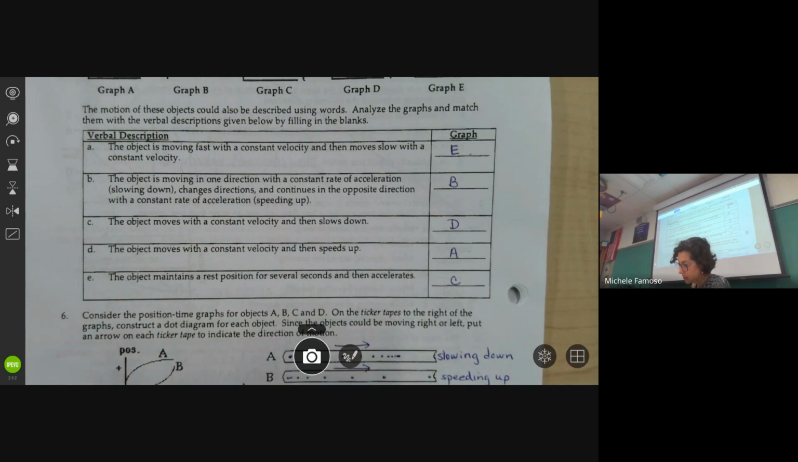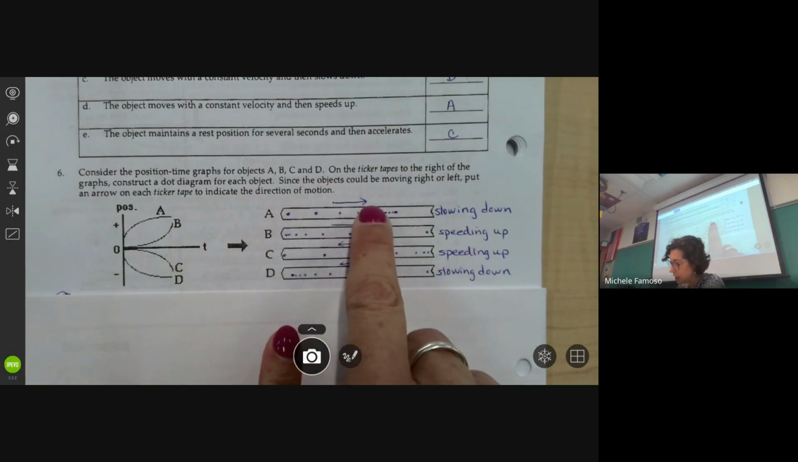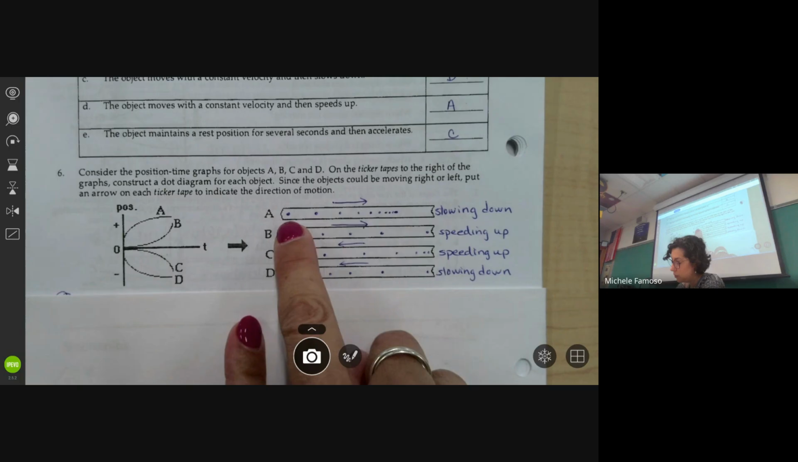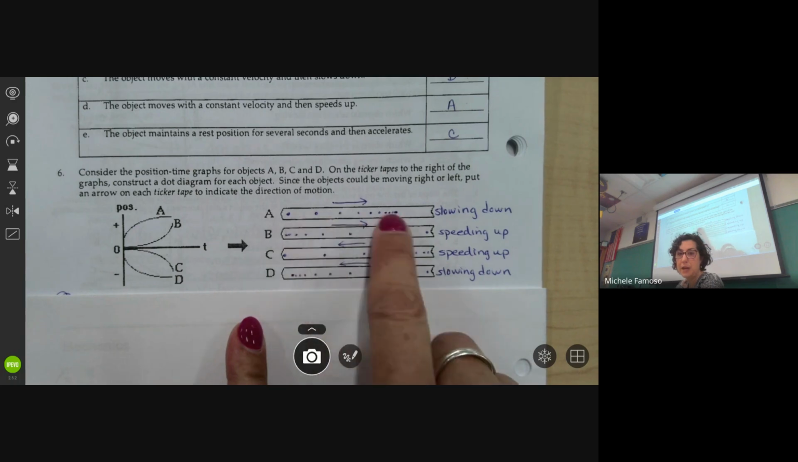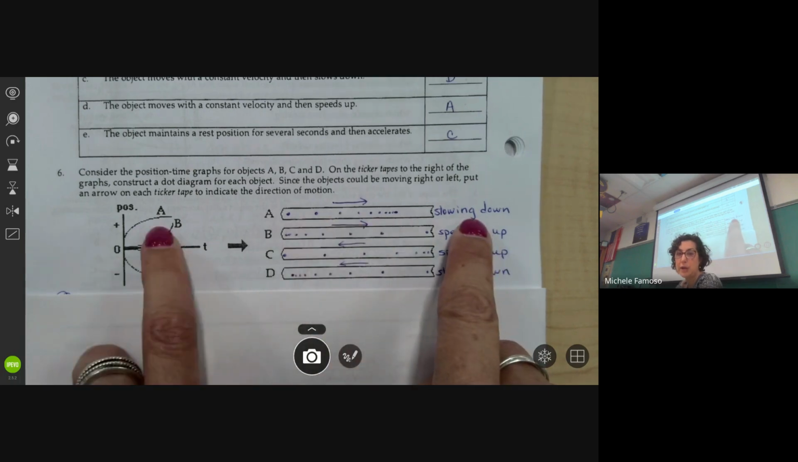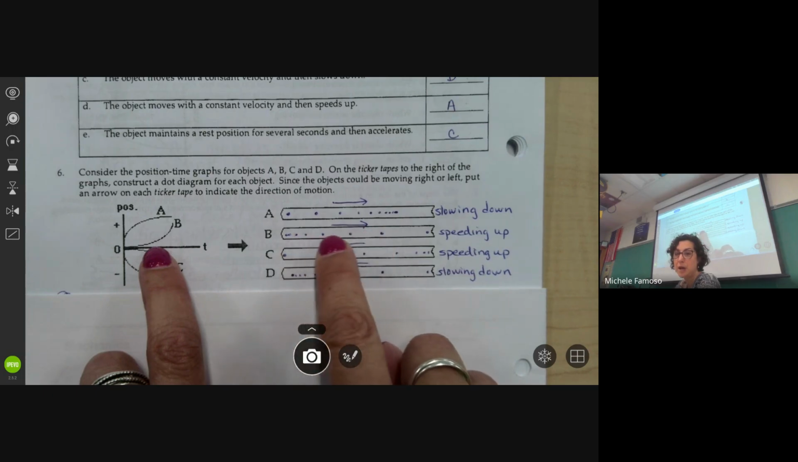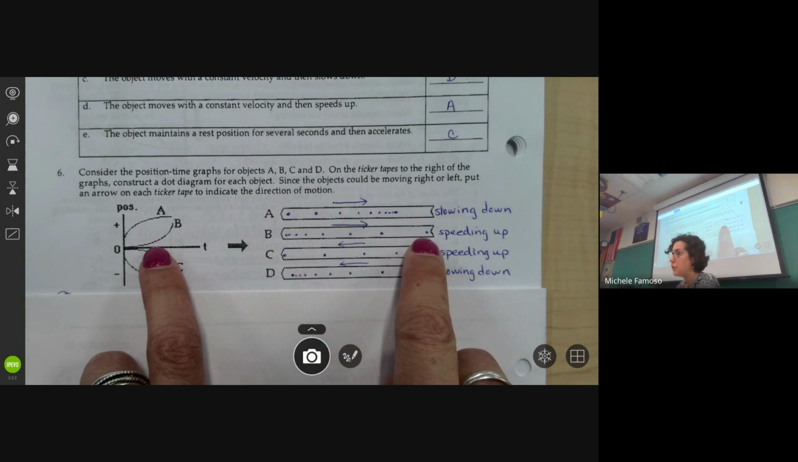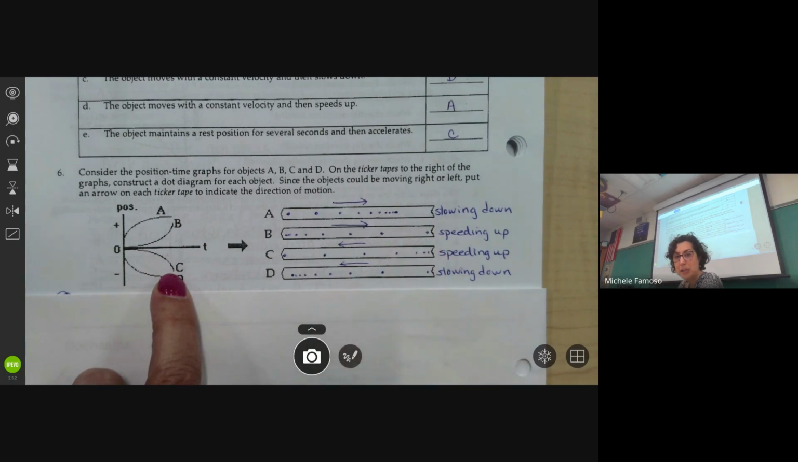Number 6, we had to draw these ticker tapes. So this one, if we are traveling to the right, would match graph A, which shows that the dots are getting closer and closer together as you read from left to right. That indicates the object is slowing down. That is what that position time graph parabola is showing us, that it's slowing down. Graph B is showing it's speeding up as it goes to the right. So again, I need an arrow pointing to the right, showing it's speeding up with these dots getting further and further and further apart. Graph C is showing it's speeding up but going to the left.